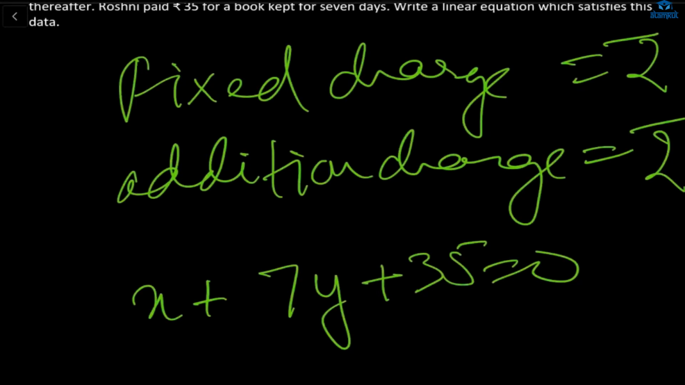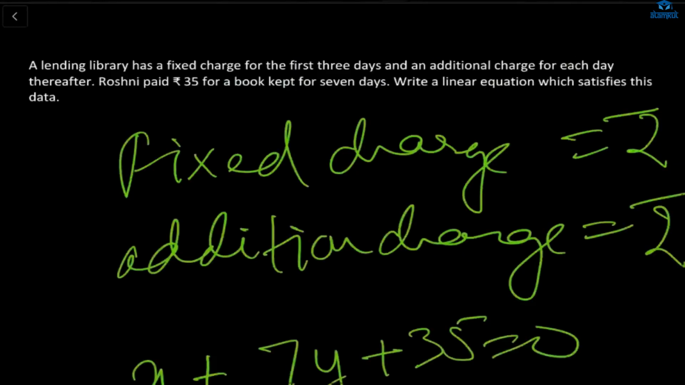Okay, so if I am the librarian, what are my fixed charges? For 3 days, it is a fixed charge. You have to pay only 5 rupees for 3 days. Now after that, for every day, I charge 1 rupee. So if you have kept the book for 7 days, what amount are you going to pay, Shazan?